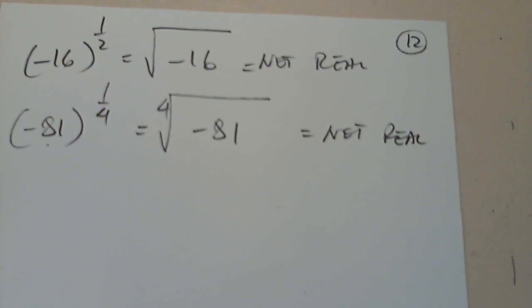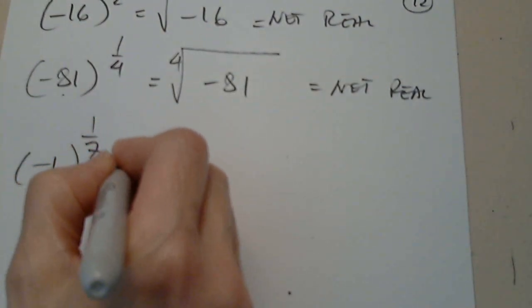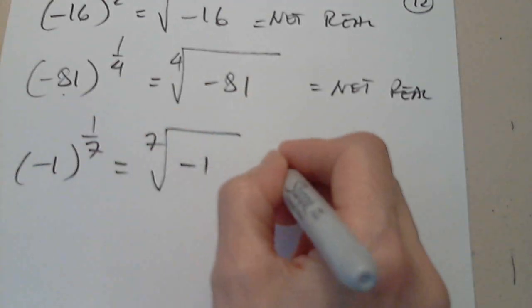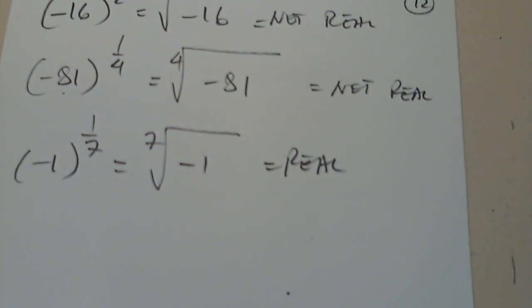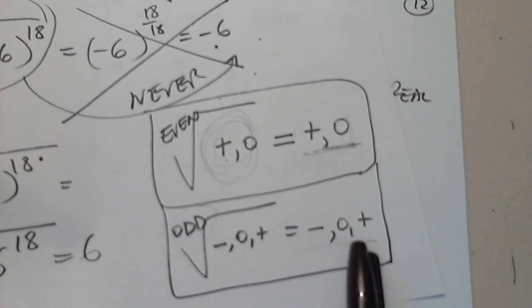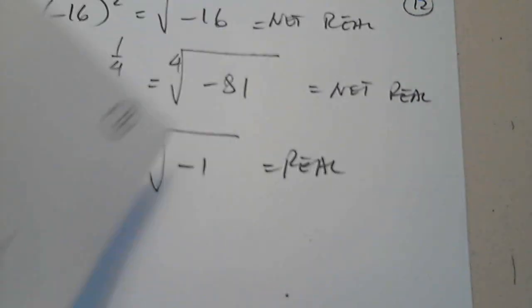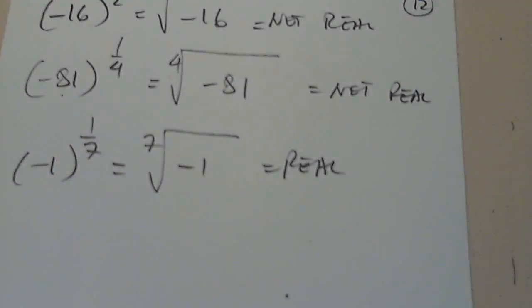Part B. You showed both that were not real. Can you show me one that is real and how you got there? Yes, negative 1 to 1/7. Negative 1 to 1/7 is the seventh root of negative 1, which is real. Because the index is odd. And when the index is odd, we don't care. That makes sense. Thank you. Sure. No restrictions when the index is odd.